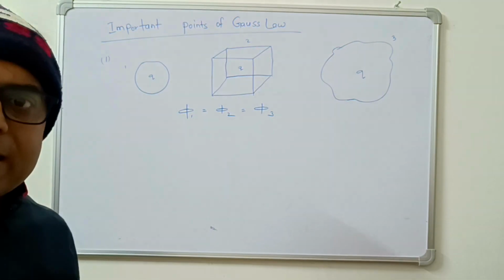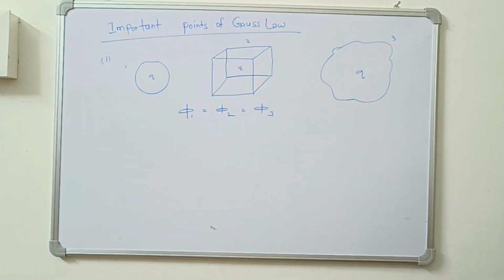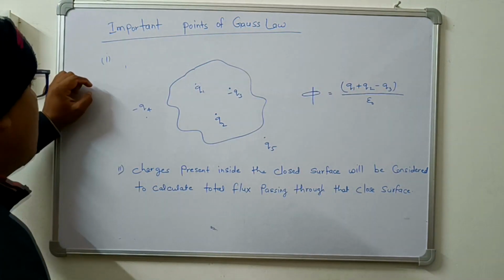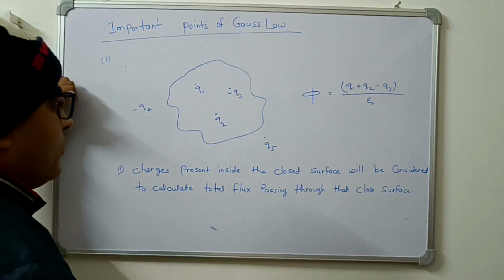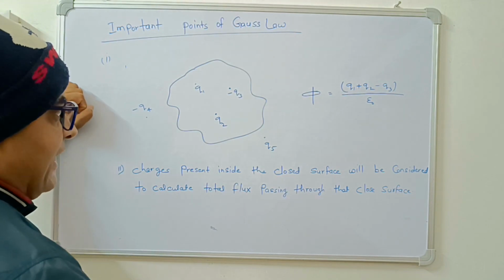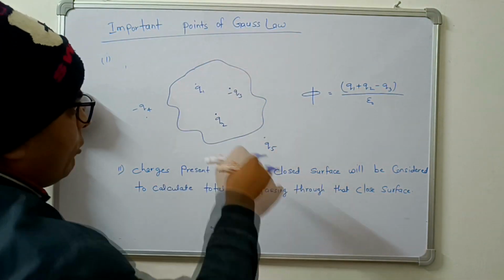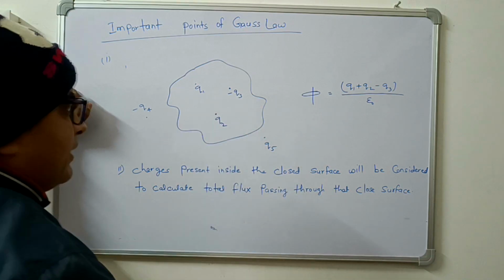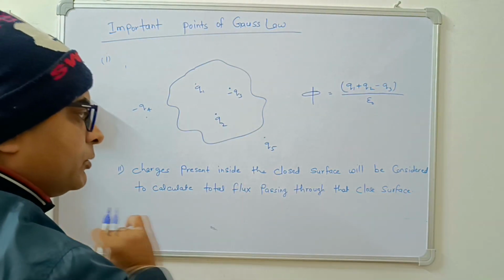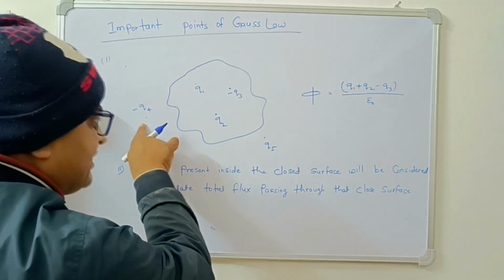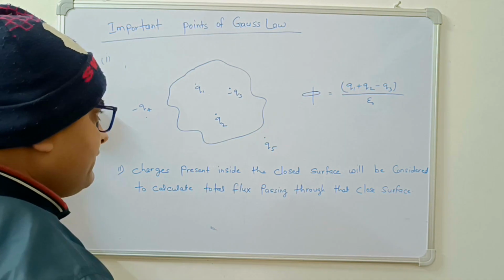Now we will see point number 2. Now we will discuss a very important point of Gauss law. This point says that for any closed surface, the charges that lie inside will contribute to the total flux passing through that closed surface, not the charges outside of this closed surface. This is a very important point.